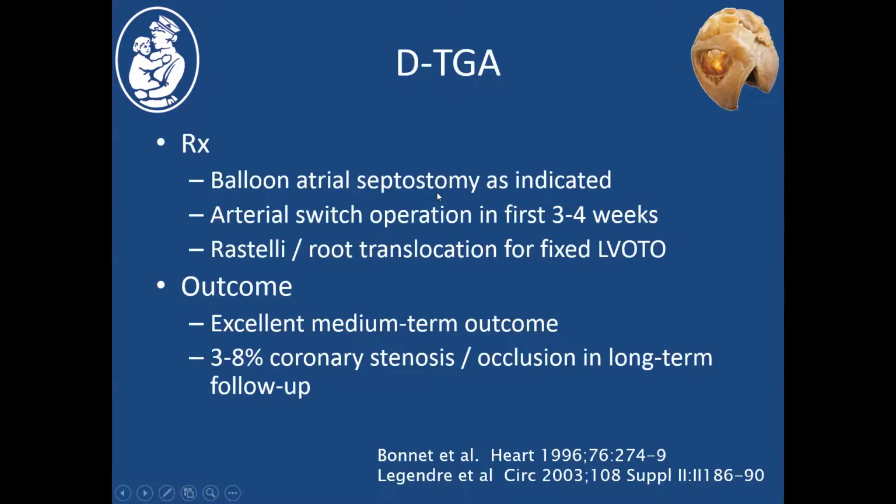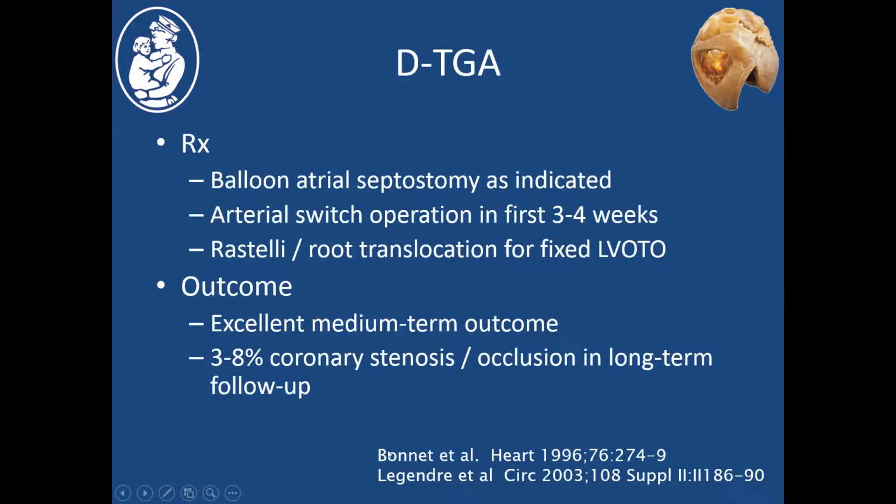We would like to stop the prostaglandins prior to surgery, but that's not always possible. The arterial switch operation, of course, is the treatment of choice for the great majority of patients with transposition. And this is usually performed in the first week or 10 days, but certainly within the first 3 or 4 weeks of life, we would like to get this done.